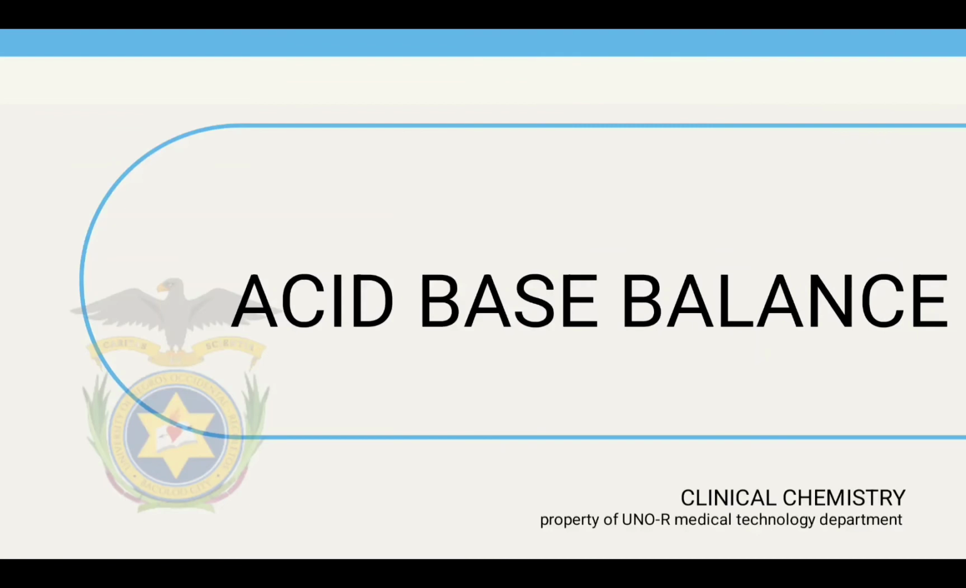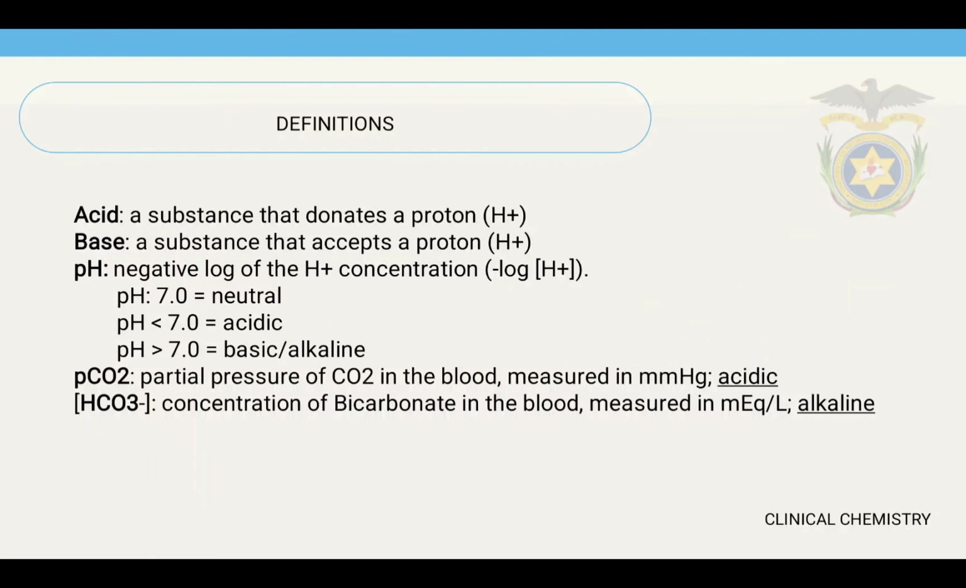And finally, you'd have your acid-base balance. Let's start off with some definition of terms. An acid is a substance that donates a proton, while a base is a substance that accepts a proton. pH is the negative log of your hydrogen concentration, and a pH value of 7 means that it is neutral. If it's less than 7, it's acidic, and if it's greater than 7, you call it alkaline or basic.